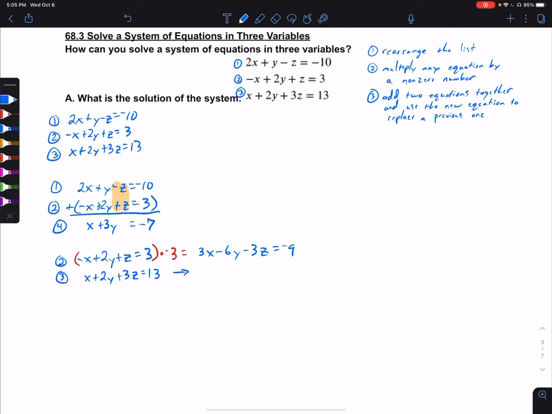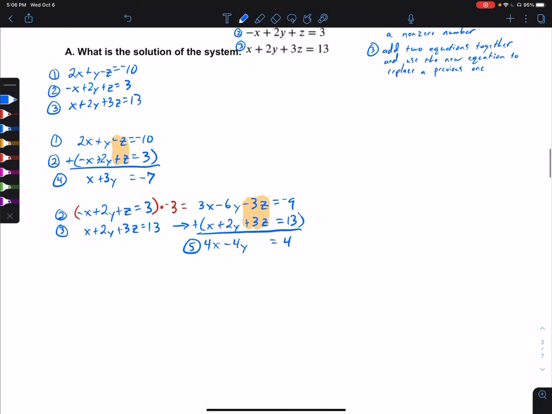And then the bottom equation can just come over because we're just trying to cancel out the z's. So plus 2y plus 3z equals 13. Notice now that these z's are opposite. So when I add these equations up, the z's will be eliminated. 3x plus x is 4x. Negative 6y plus 2y would be negative 4y. The z's are gone, and this is going to equal negative 9 plus 13, which is 4. We will call this equation 5.